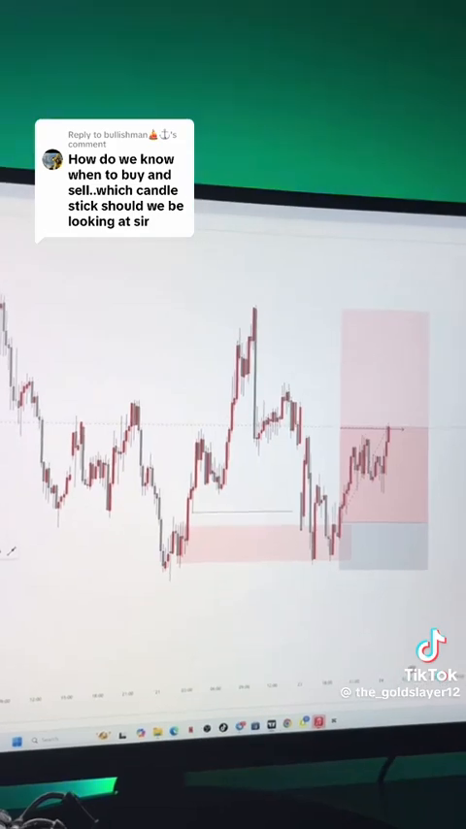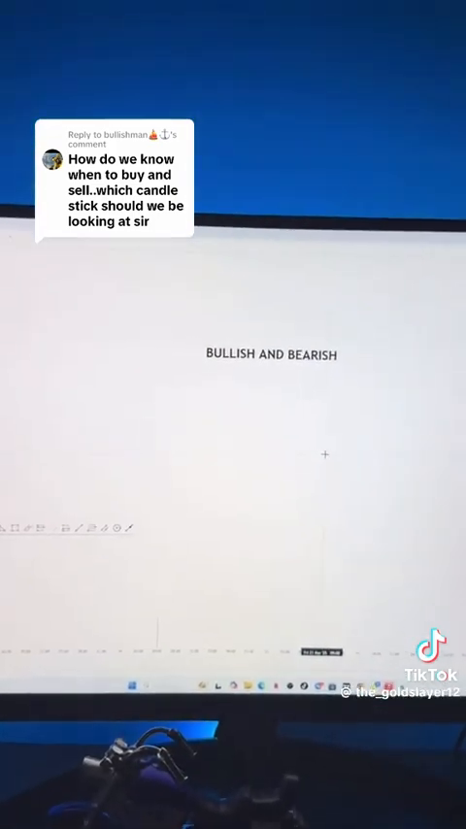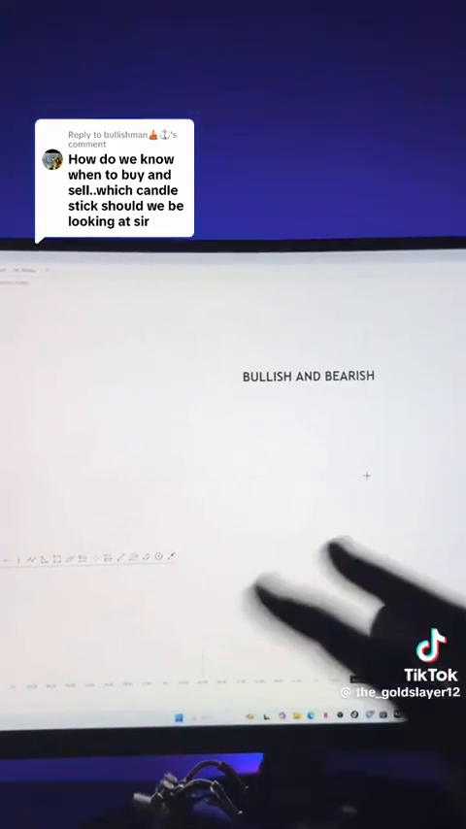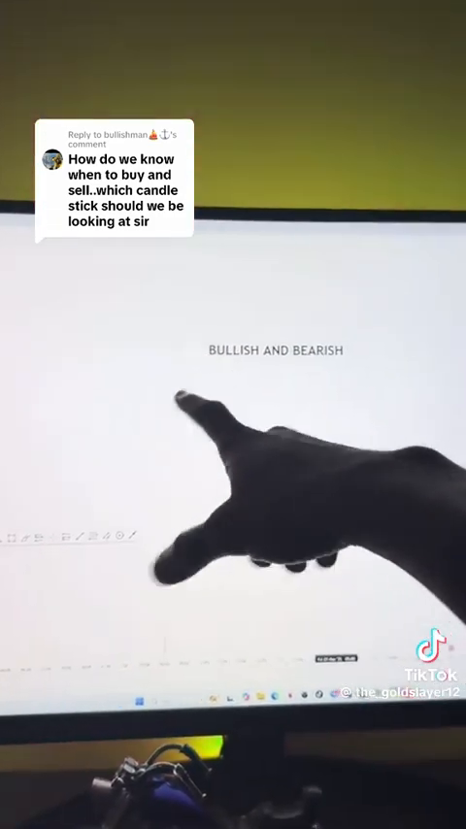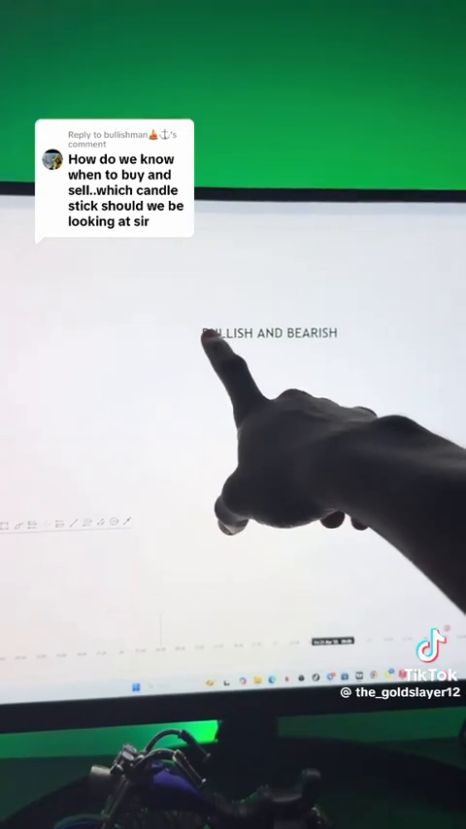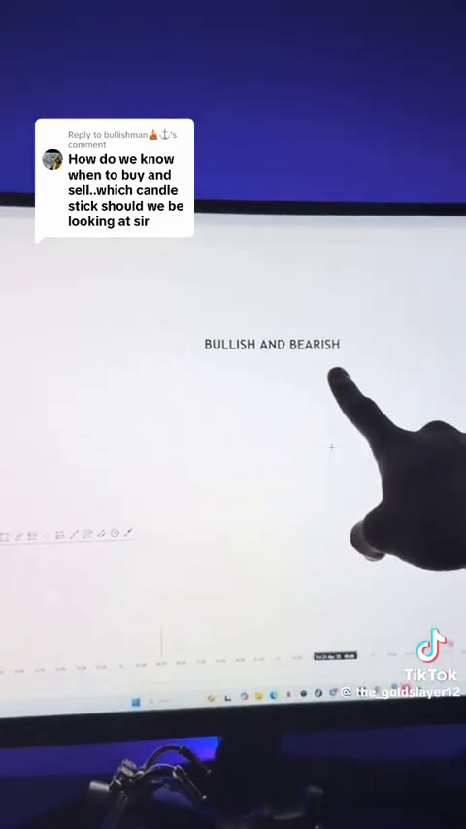Yeah, so guys, that's it. Let's just get straight to the video. Today we're going to be talking about a more beginner topic, which is the types of candlesticks. So we have two types of candlesticks. We have the bullish and then we have the bearish candlesticks. Guys, keep this in mind: bullish and bearish candlesticks.